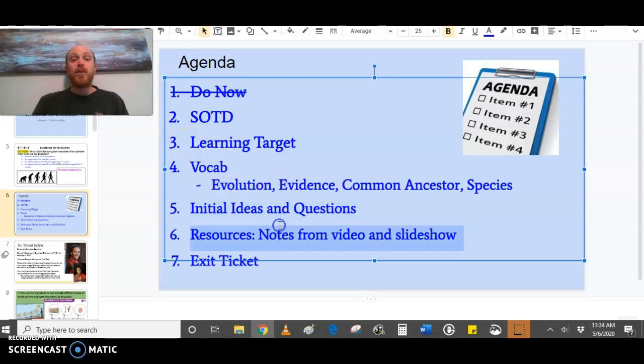And so we have a couple resources that go broadly over a lot of the stuff we're going to learn in depth. So the next lesson and the next week and then the week after, we're going to go into a lot more depth on specific types of evidence for evolution. These resources that we'll get to at the end kind of go over everything, but really surface level.